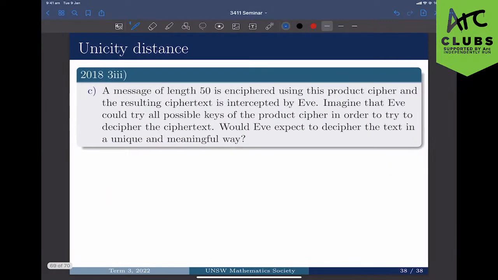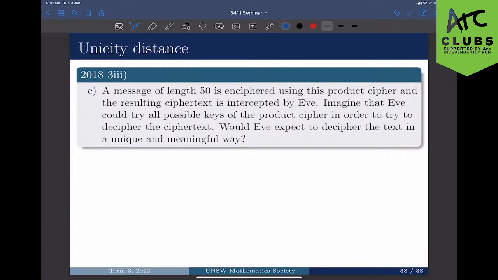So the final part is that we get a message of length 50 that's enciphered using this product cipher, and this resulting ciphertext is intercepted by Eve. Imagine that Eve is trying all the possible keys. Would Eve just expect to decipher the text in a unique and meaningful way?